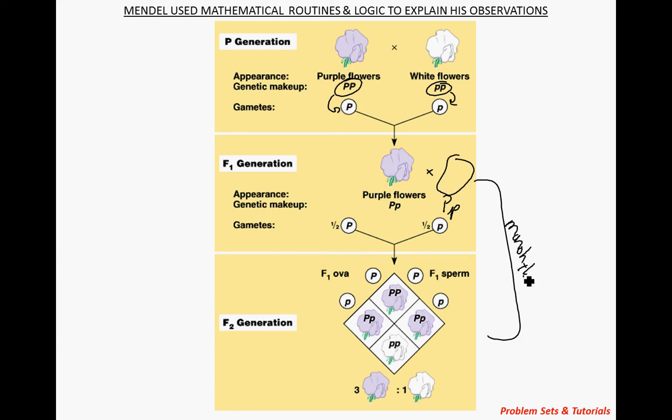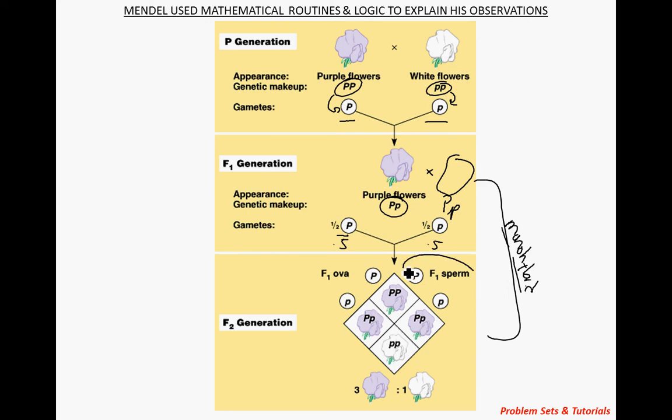Monohybrid. You're looking at one characteristic, and you're crossing the hybrids here. These are hybrids because they are the result of two individual parents. So just monohybrid cross. The probability then of this parent producing a gamete that has the big P is 1 out of 2, or 0.5, and the probability of producing a little p from this parent is 1 out of 2, or 0.5. Right?